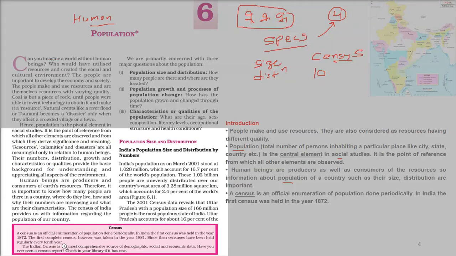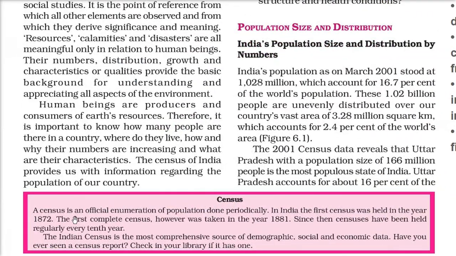So let me give you some idea about that census. As I said, it's an official enumeration or counting of people, and it has to be done periodically, then we call it a census. In India the counting started from 1872, but until 1881 the first census was complete.